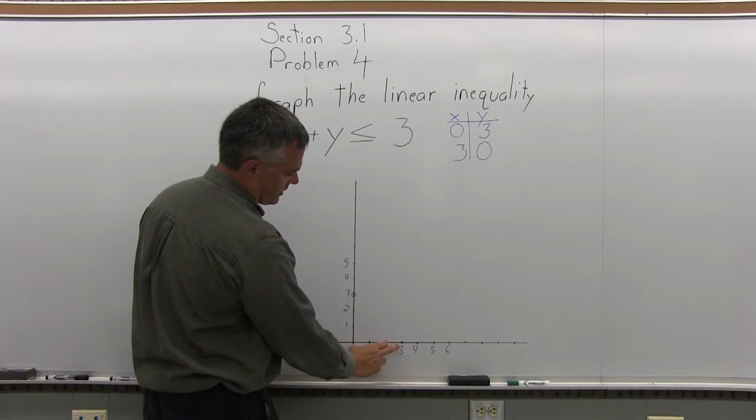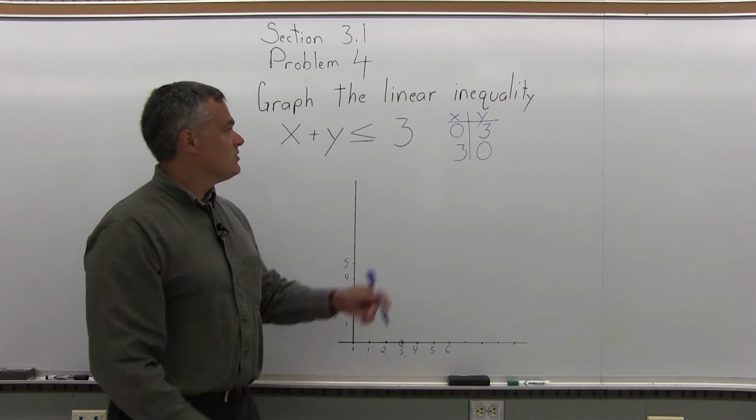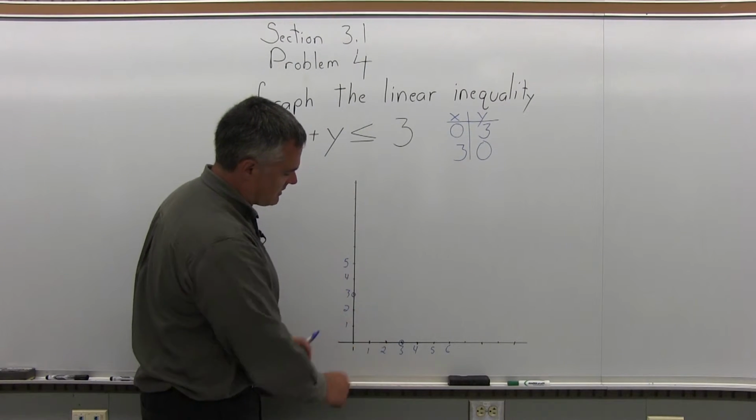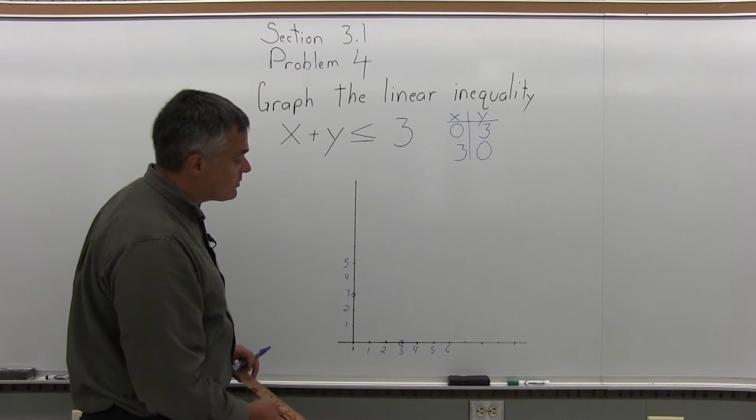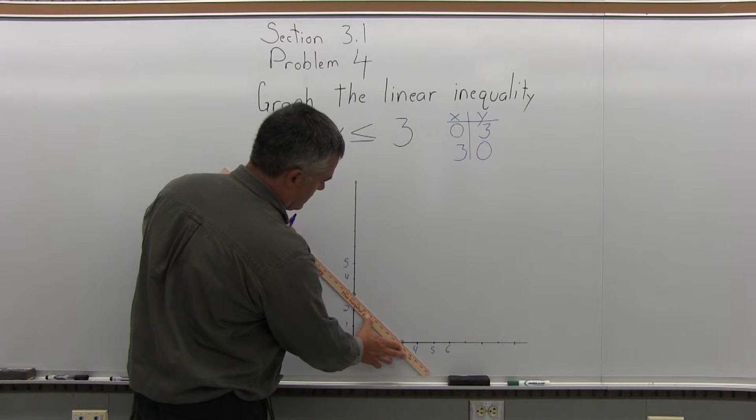So starting from the origin, I go over 3, up 0. That's right there. So that's step 2. Take the 2 points from step 1, plot them on the graph. I did. Step 3 is connect the 2 points with a straight line. So I'm going to use a ruler. Put it right on those. I'll hold it.